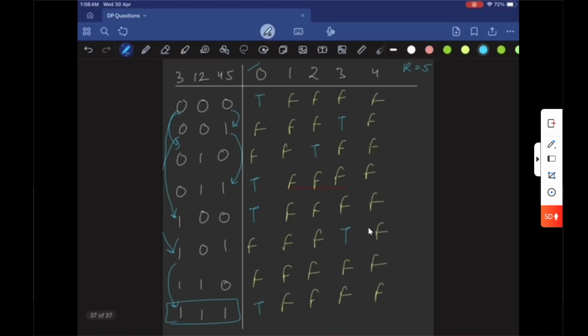Interesting. But it's not over yet. So what was the optimal way? The optimal way was to choose three first, right? So I chose three, and then after choosing three, I went on to 12, if I'm not wrong. So from here, we went on to here, and we chose 45. This is wrong.